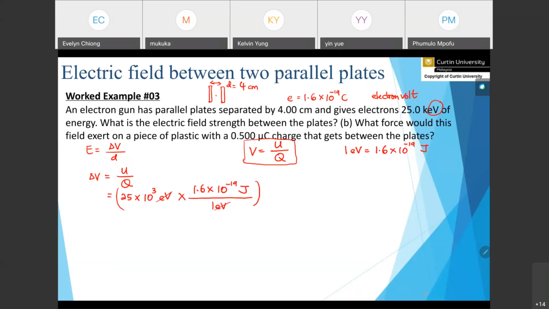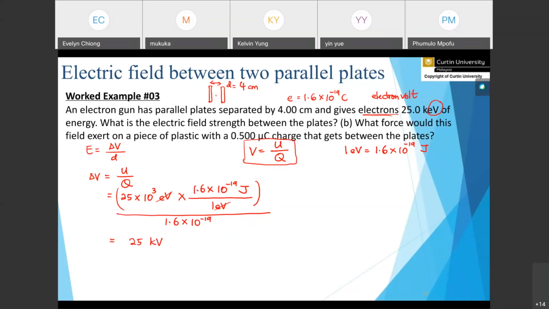What's the Q? Electron, right? It gives electron. So the electron charge is 1.6 times 10 to the power of negative 19 coulomb. Okay, so from here you can get your delta V as 25. Oh, this 1.6 times 10, you can cancel, yeah? So basically, you get 25 kilovolt.